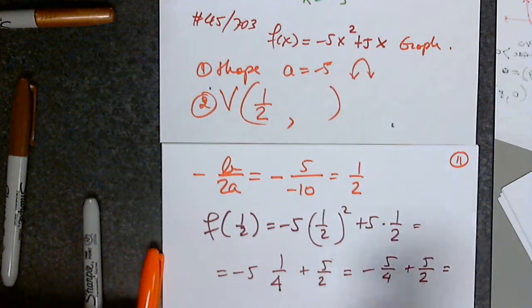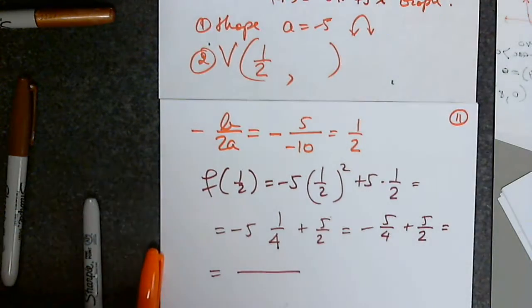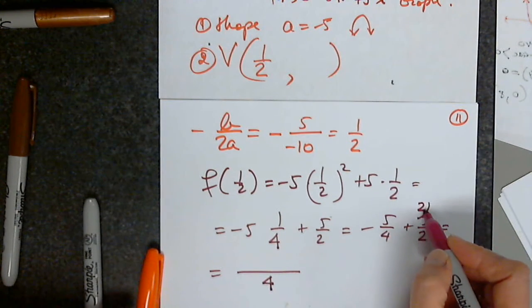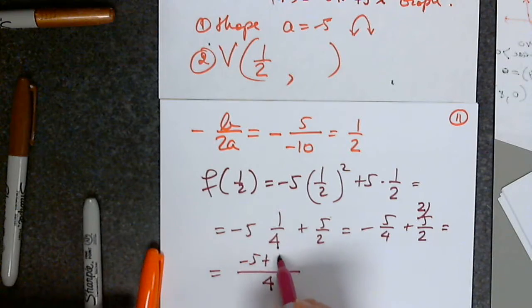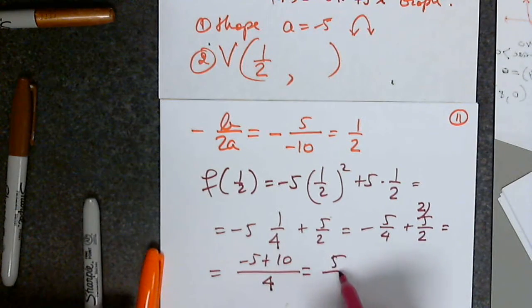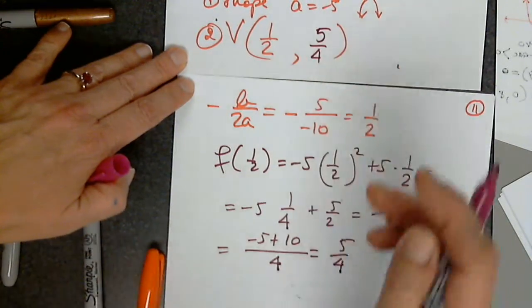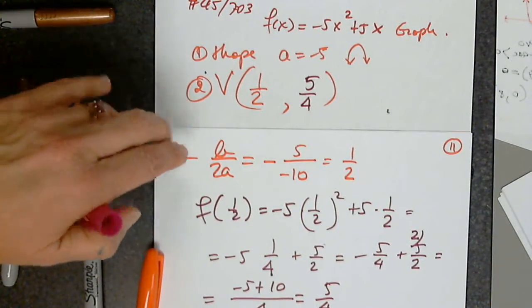The least common denominator. Four. Multiply this by 2. -5 plus 10. So it's 5/4. So the y coordinate is 5/4.